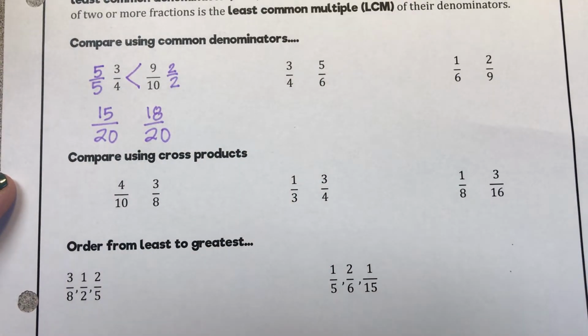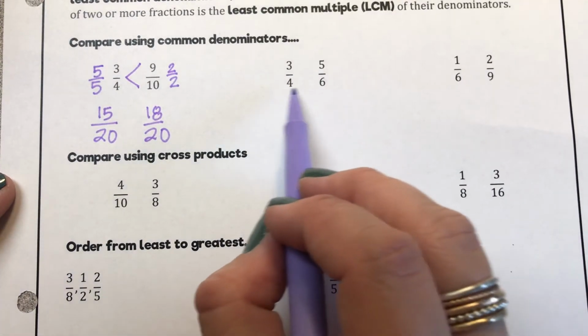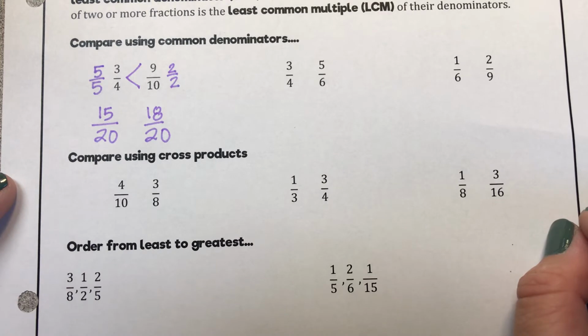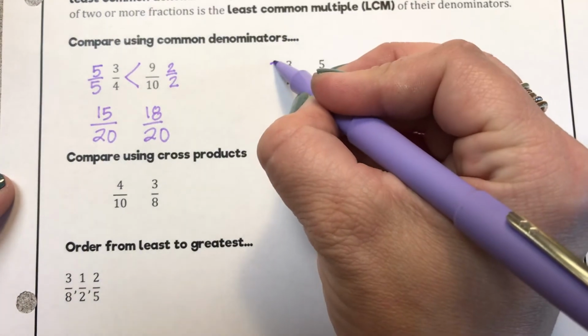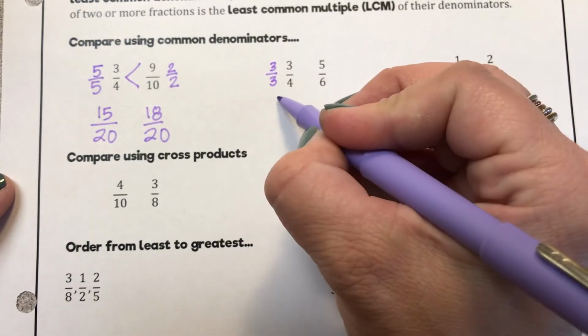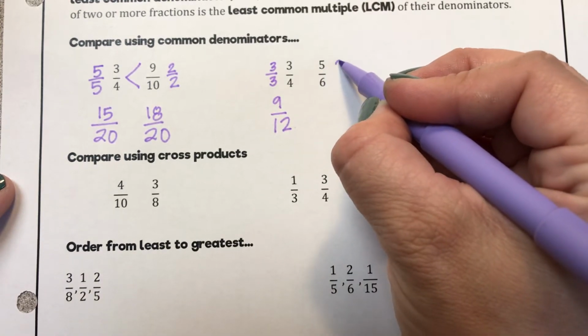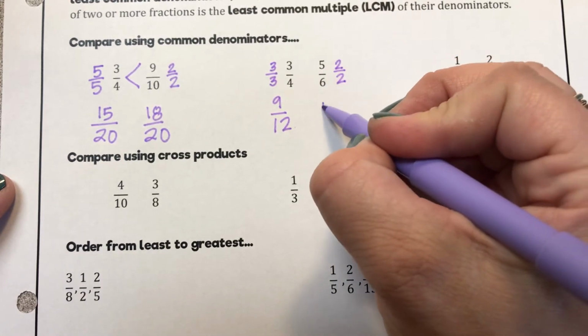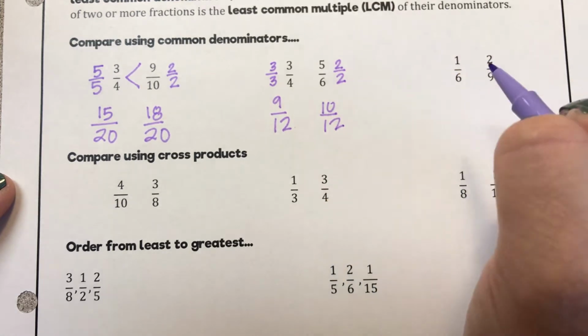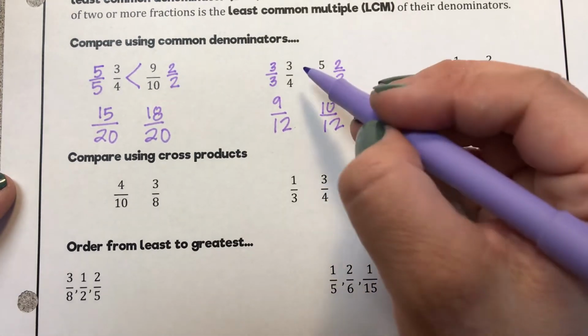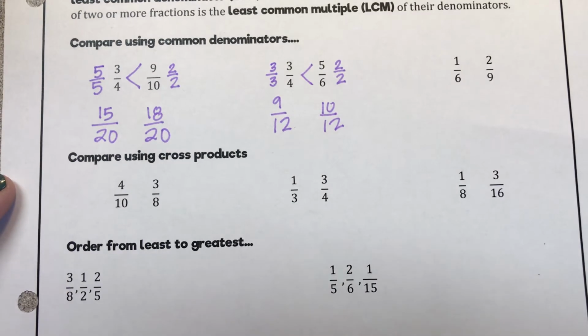18 over 20. Okay, what would be a common multiple of 4 and 6? 12. So I'm going to multiply this left-hand side by 3. So I get 9 over 12. And I'm going to multiply this side by 2 over 2 to get 10 over 12. So which one is larger? 10 over 12. 5/6 is larger.